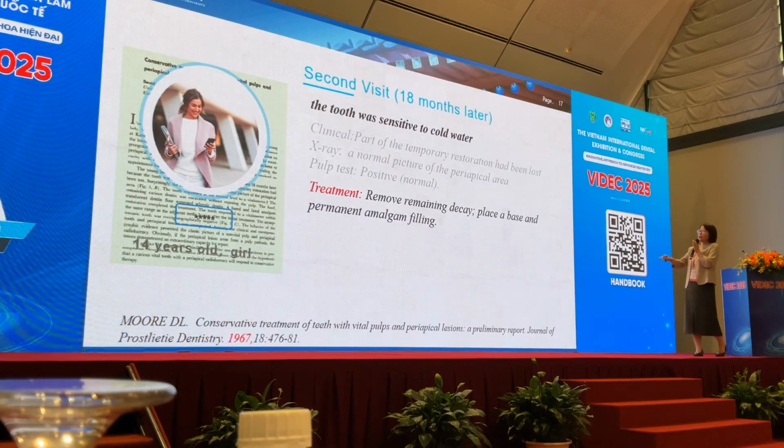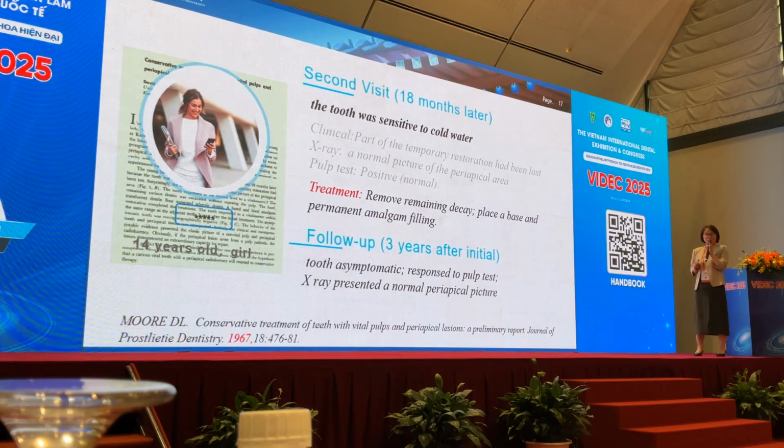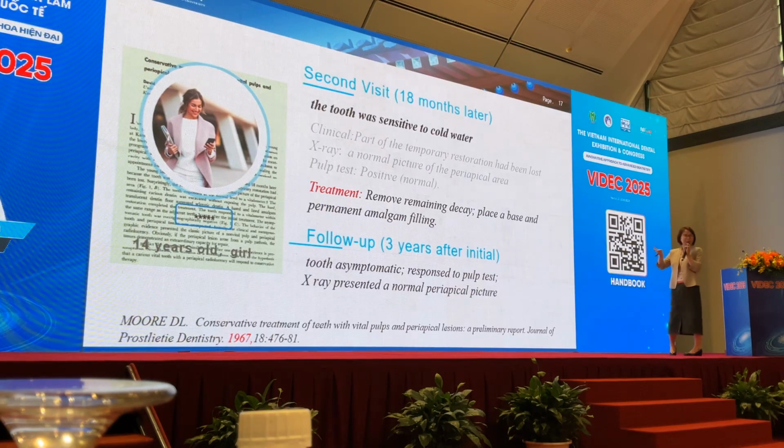tooth. He just removed the remaining decay and placed paste and an amalgam filling. Then he followed up. In the next 3 years, the tooth was asymptomatic and responded to the pulp test. At the same time, the X-ray image showed a normal periapical picture.